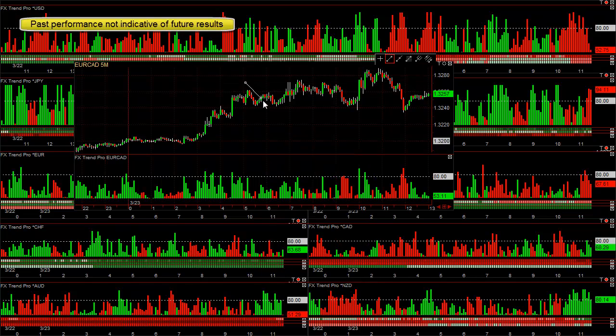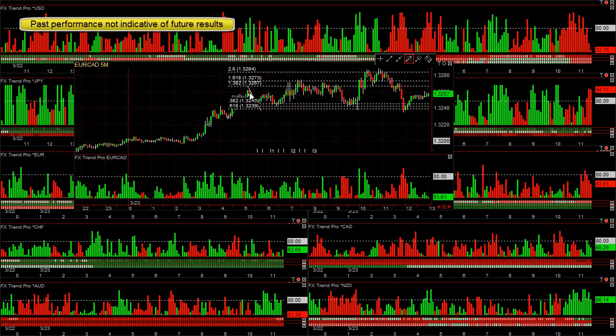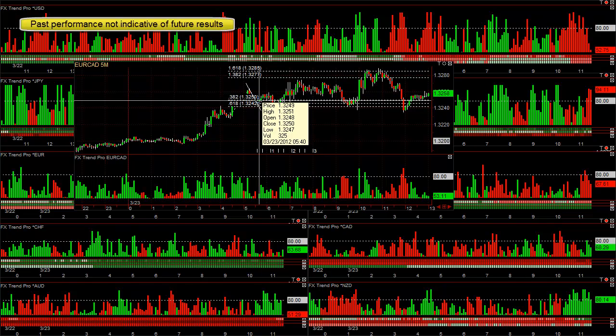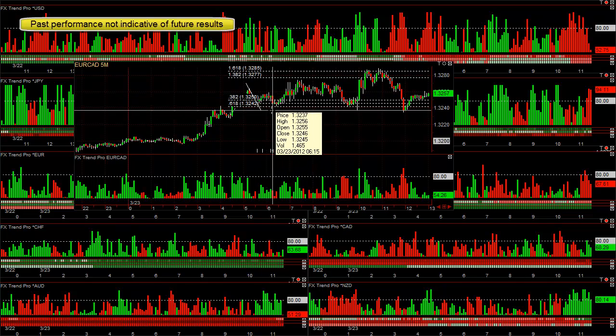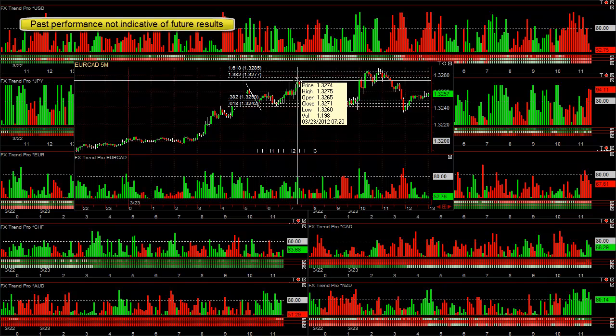This is about a 20 pip pullback right here. And again, the more it goes up, the less likely it is to make a tremendously bigger move. You draw your fibs on there and notice it went a few pips underneath that level. But if you had bought this breakout right here at 49 with your stop underneath the lows here, and you got out of this trade at 74, you made about 25 pips while risking 10.